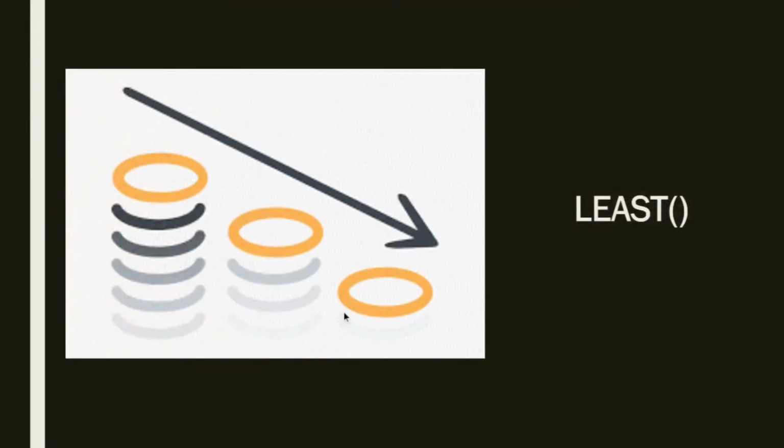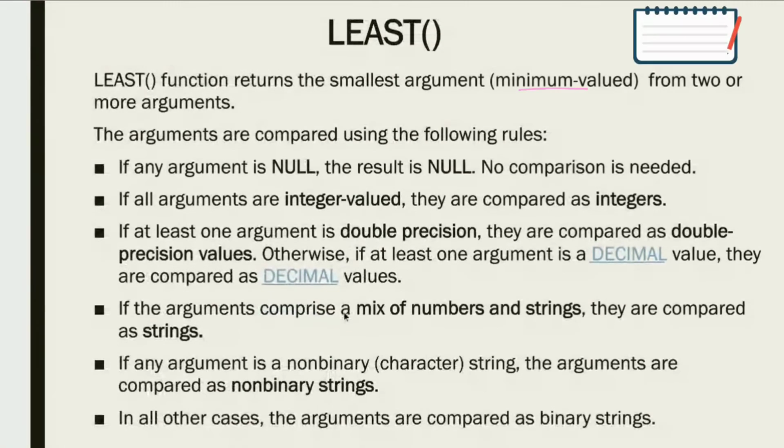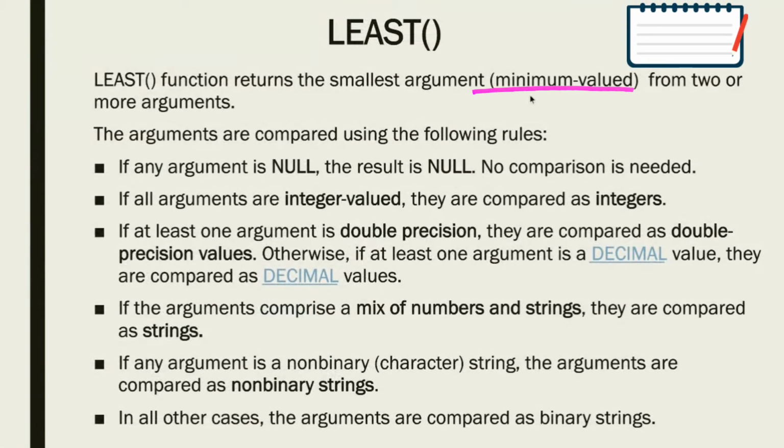Next, the LEAST function. The LEAST function returns the smallest argument, the minimum value from two or more arguments. Arguments are compared using the following rules. These are the basic rules. If any argument is NULL, the result will be NULL. If all arguments are integer values, they are compared as integer values. If any argument is a non-binary character string, the arguments are compared as non-binary strings. The question is, what is a non-binary string? Non-binary strings are stored using CHAR, VARCHAR, TEXT data types and have a character set and collation other than binary.